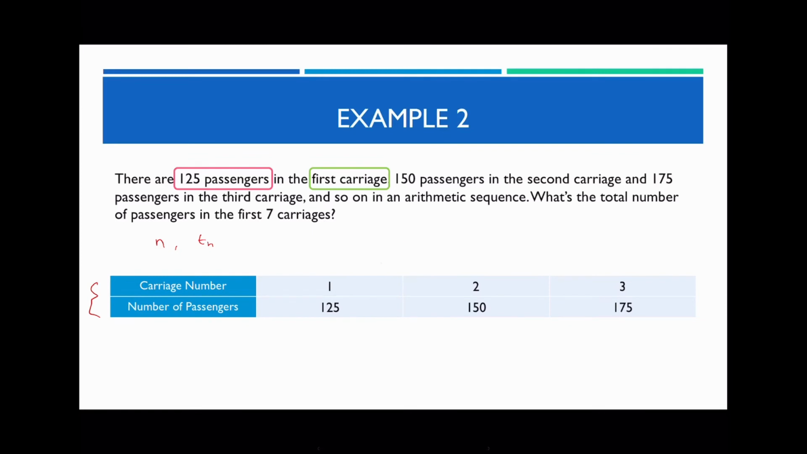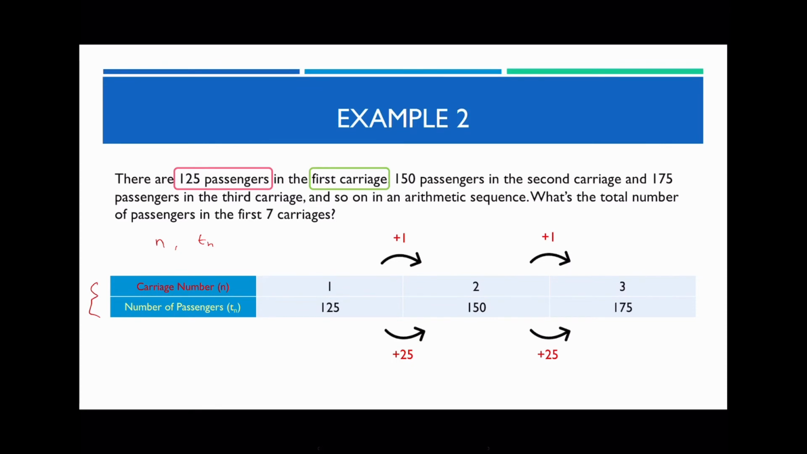Now, remember that as you go from left to right, the one that goes up by 1 every single time is going to be n, because that's the position within the arithmetic sequence. It always increases by 1 each time. So the first term, second term, third term, etc., that's going to be n. So in this case, it's pretty obvious that the carriage number represents n, and the number of passengers represents Tn, because they go up by the same amount, a constant common difference of 25 in this case.